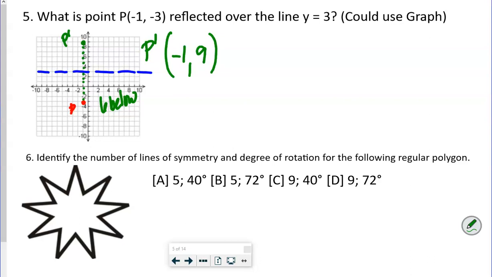Okay? All right, so this says identify the number of lines of symmetry and the degree of rotation for the following regular polygon. So if this is a regular polygon, it's got 9 points, right? 1, 2, 3, 4, 5, 6, 7, 8, 9. And this could be irregular, right? So on this one, we're going to divide 360 by 9, and that's going to give me 40 degrees, right? So that's why the answer is C.